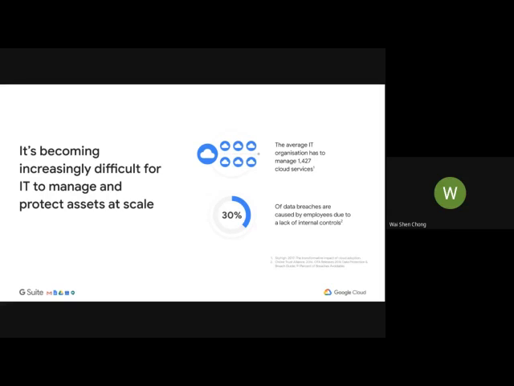Like I said, the average IT organization has to manage more than 1,000 cloud services now. And 30% of data breaches are caused by employees due to lack of internal controls. These are some data coming from some studies, so it may be really relevant from many companies' perspectives as well. I will always say that data breaches caused by employees due to lack of internal controls is not to be missed out. This is something very crucial nowadays.